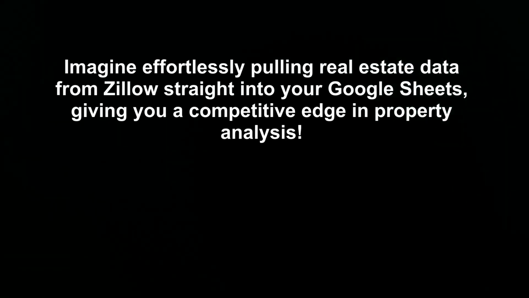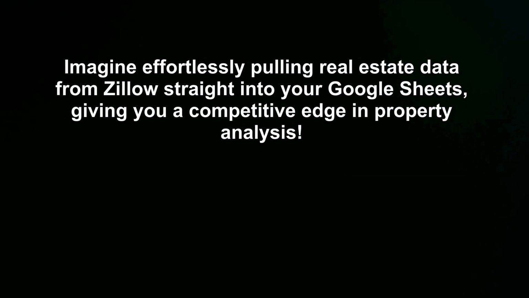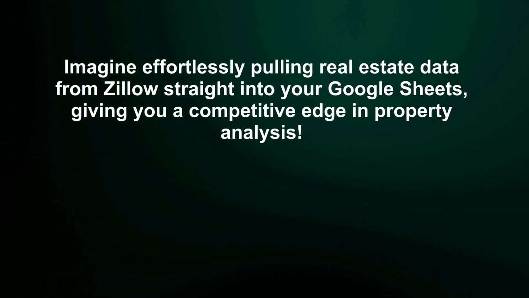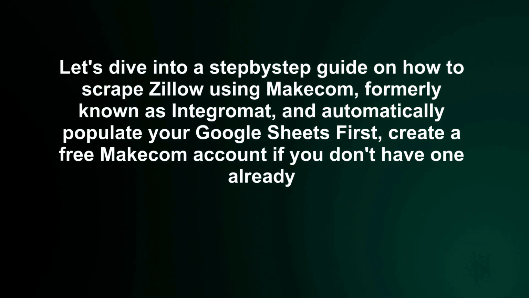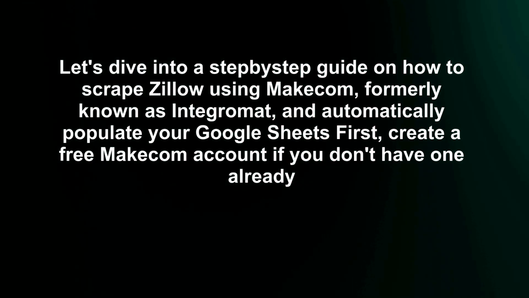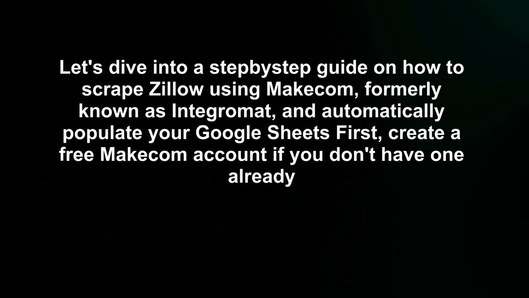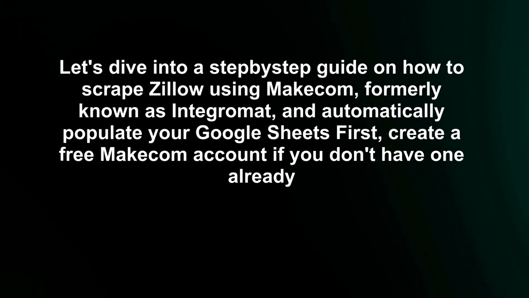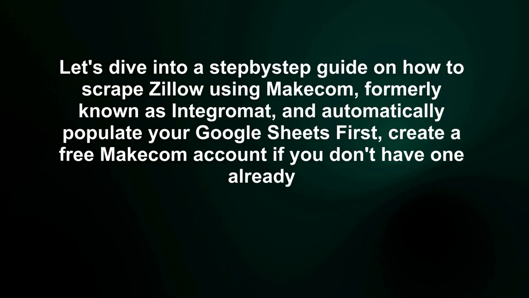Imagine effortlessly pulling real estate data from Zillow straight into your Google Sheets, giving you a competitive edge in property analysis. Let's dive into a step-by-step guide on how to scrape Zillow using Make, formerly known as Integromat, and automatically populate your Google Sheets. First, create a free Make account if you don't have one already.